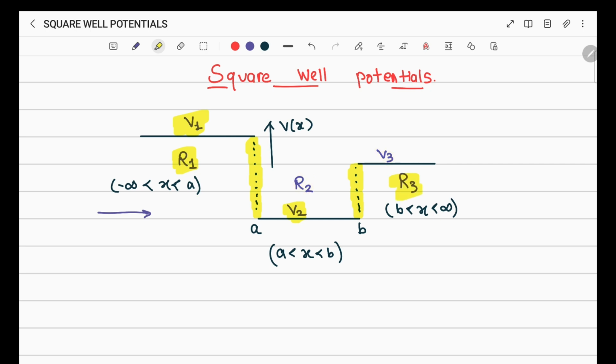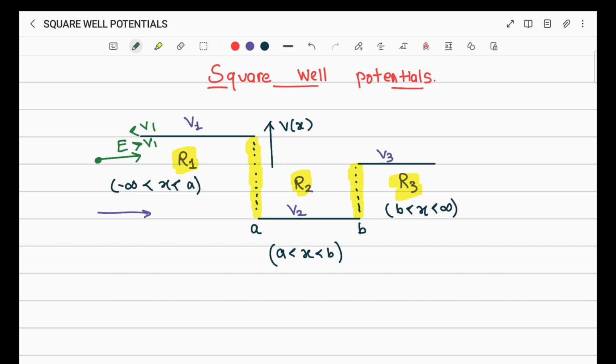Now these regions can have Schrodinger equations based on the energy value. For example, you take a particle and it is moving in this region. This particle might have an energy value which can be greater than V1 or less than V1. Depending on how the particle's energy compares to the respective potential in that region, the Schrodinger equation can be solved, and then suitable boundary conditions can be applied to the solutions.